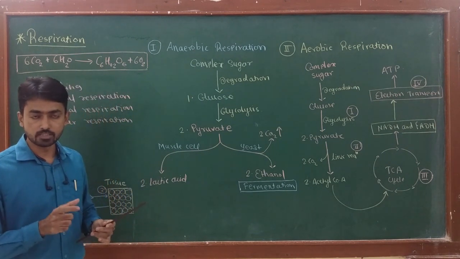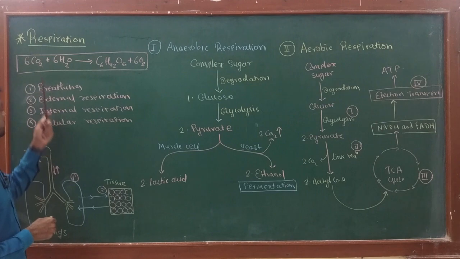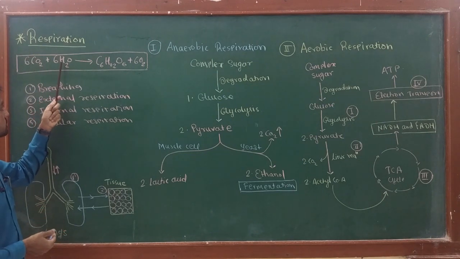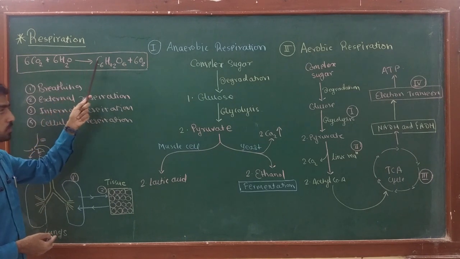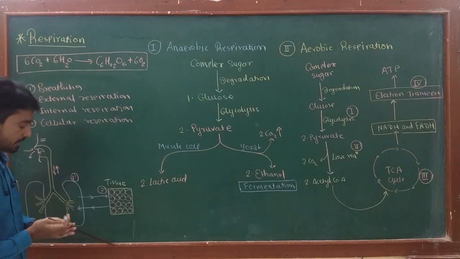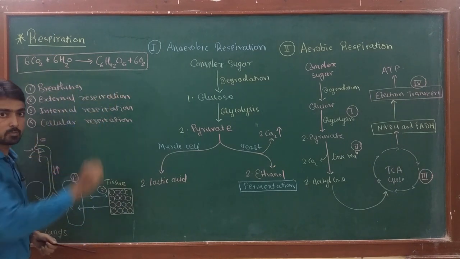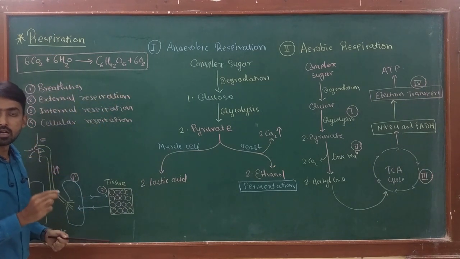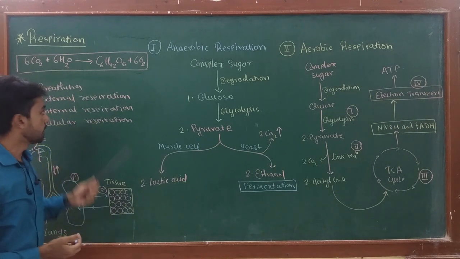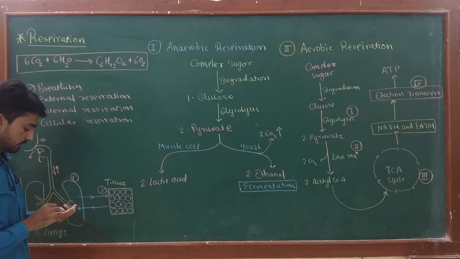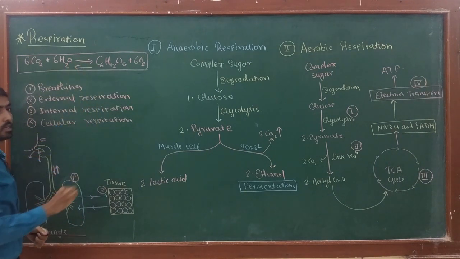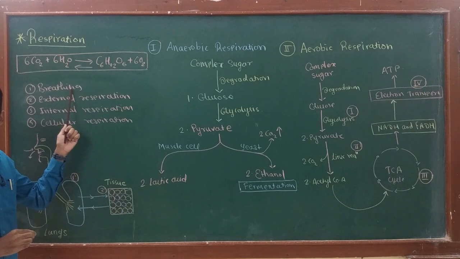We have seen the general reaction of photosynthesis: 6 carbon dioxide molecules combined with 6 water molecules produce 1 glucose molecule and 6 molecules of oxygen. This reaction occurs inside the green plant in the chloroplast when light energy is available. Now, if we write this reaction in reverse manner, then it will become respiration.